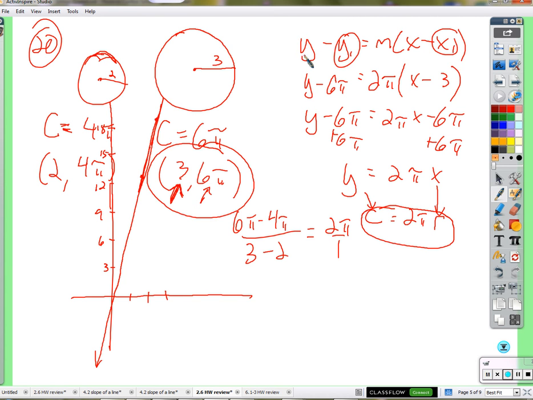This is the variable y, and that's the variable x. We need variables in our equation, because if we don't have a variable x and y, there's no way to get points by plugging in x's and getting out y's.